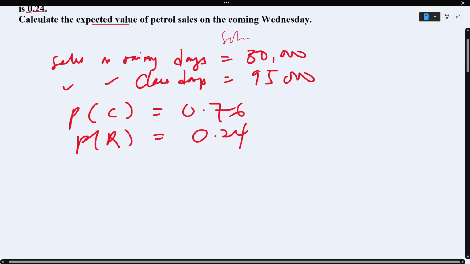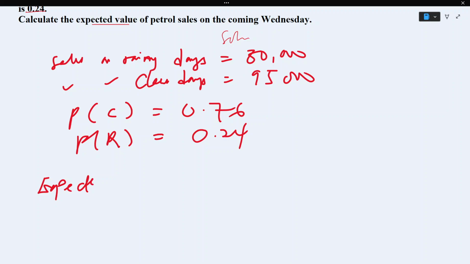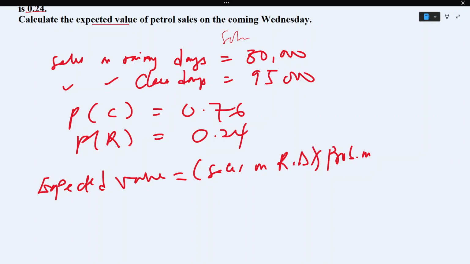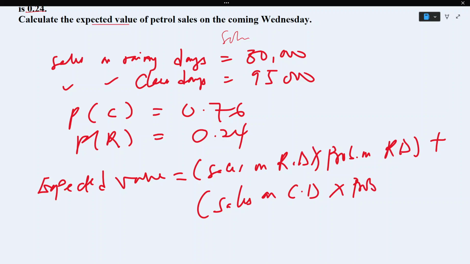So the expected value on the sales is given by sales on rainy days times the probability on raining days, plus sales on clear days times the probability on clear days.